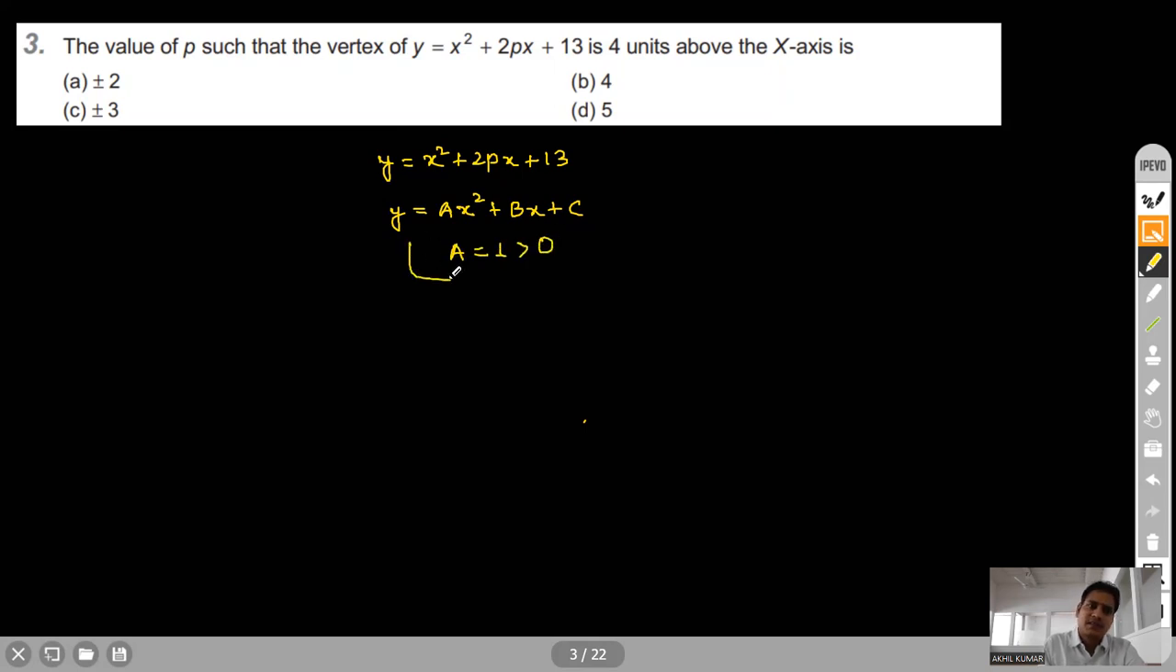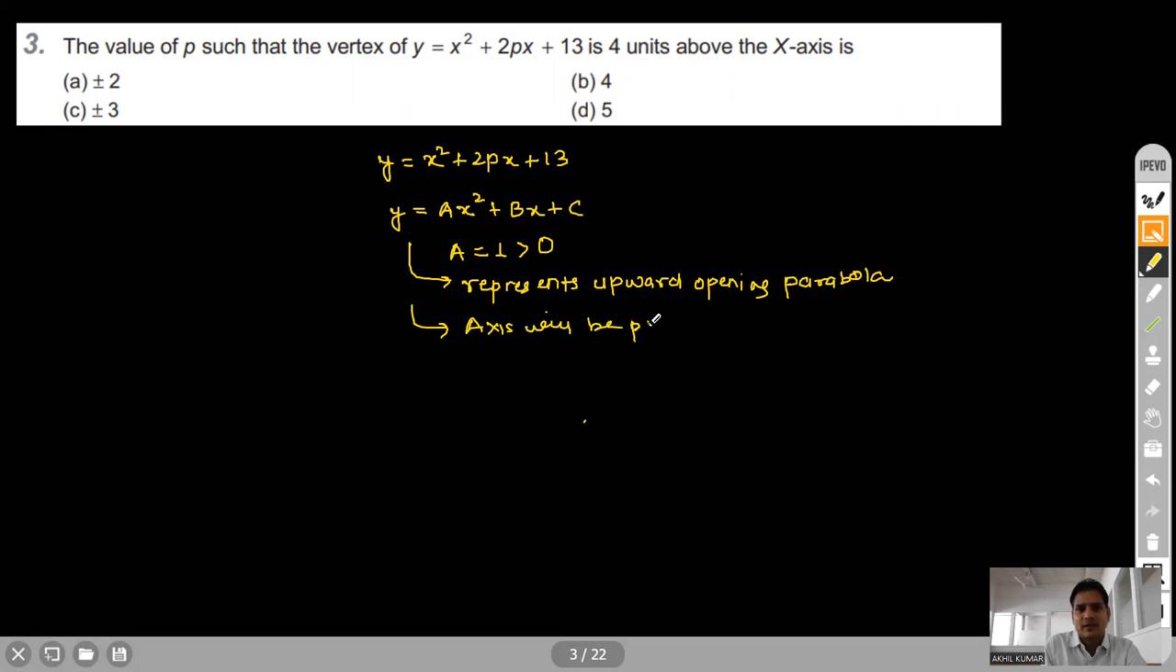So what does this mean? This parabola represents an upward opening parabola, since a is equal to 1, that is greater than 0. And its axis will be parallel to the y-axis, right?